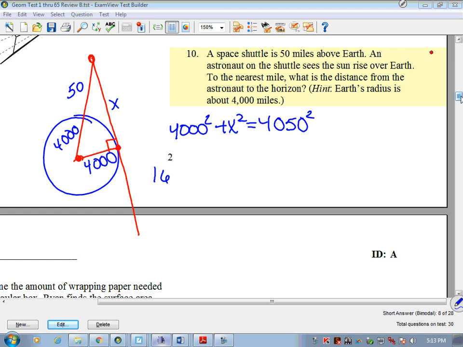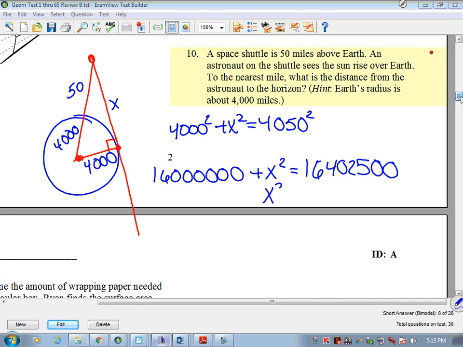And then let's see, 1, 2, 3. We get 6, 0, 1, 2, 3, 4, 5, 6. So 16 million plus x squared equals 4,050 squared, which is essentially the same thing except bigger, 16,402,500. Okay, all we need to do is subtract the 16 million, which is going to leave me with that 402,500 that's left over. Then we're going to square root that.